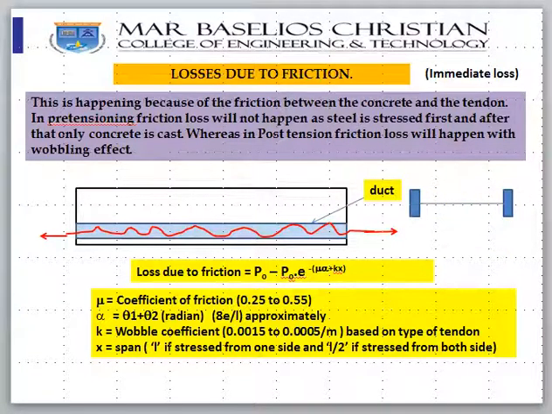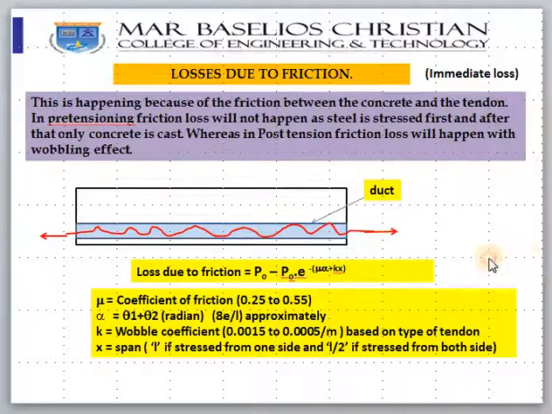Steel is stressed, then only we will cast the concrete like this. And once the concrete is set, we will cut the steel. So in this case, there is no chance of friction actually, because we don't pull the steel within the concrete. So there is no chance of friction. This will happen mainly for the post-tensioned beams. In pre-tensioning, friction will not happen. We will not consider it, even though it is there a little bit, but it's not that much.